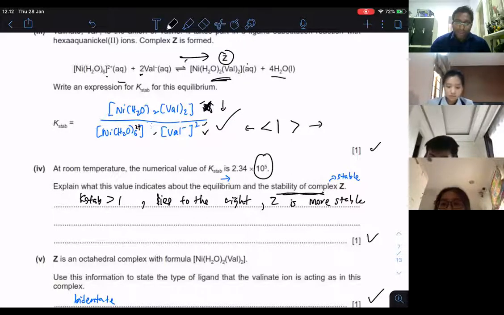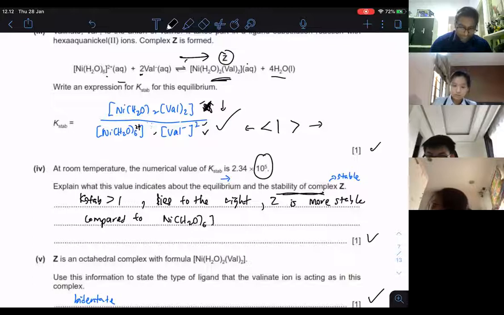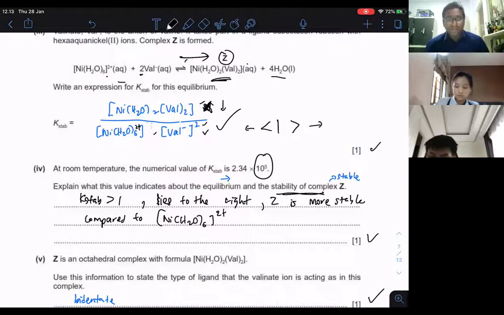Okay, if you want to compare to Ni(H2O)6 2+. If you don't have time, no need to even compare. You just say more stable is enough, because it's only 1 mark.